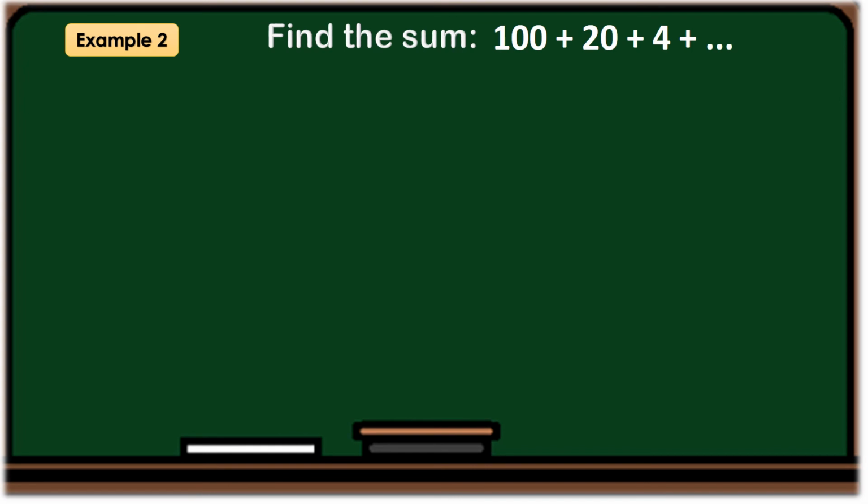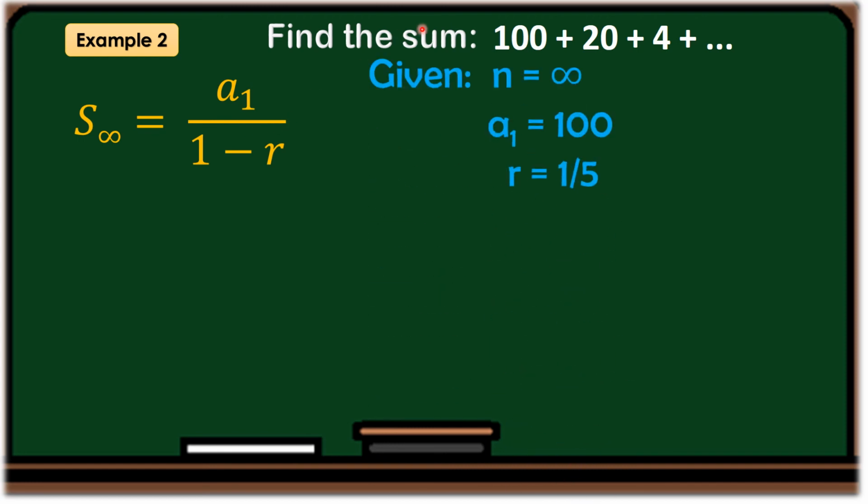Now, let's have example number 2. Find the sum of the following: 100 plus 20 plus 4 plus up to infinity. We have to use the same formula: S sub infinity is equal to a sub 1 over 1 minus r. But before that, let us identify the given. n is infinity again. a sub 1 is 100, the first term. And the common ratio is 1/5 because when you divide 20 by 100, you get 1/5. When you divide 4 by 20, you get 1/5, or this 1/5 can be 0.2.